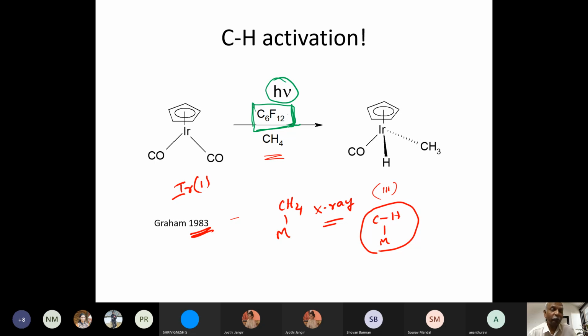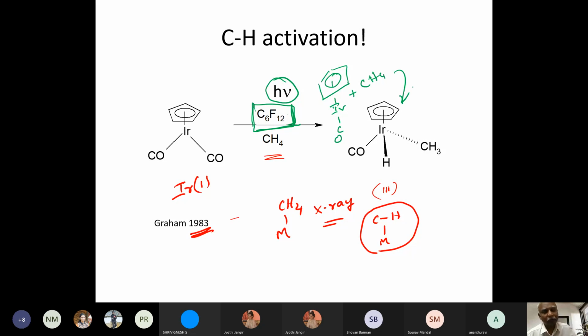So here, perfluorinated cyclohexane allowed the oxidative addition of methane to iridium-1, but the iridium-1 was a species which was terribly coordinatively unsaturated. It was just iridium-1 CO. So this was very reactive, and so it reacted with CH4. And that gave you this product.